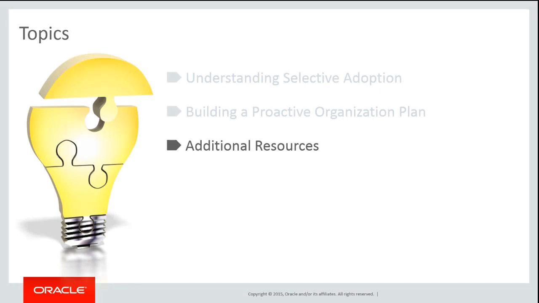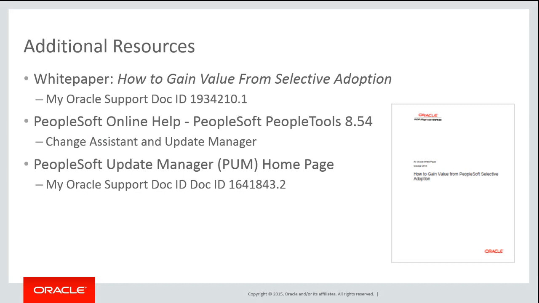There are a number of key resources that you can refer to help you move to selective adoption. There's a white paper available on My Oracle Support that describes the value of selective adoption. The documentation for selective adoption is found in the PeopleTools 8.5.4 online help under Change Assistant and the Update Manager. Consult the Update Manager or PUM homepage. This is the central location for all things related to PeopleSoft Update Manager and PeopleSoft Update Images. Here you can find information about selective adoption, update image homepages, troubleshooting links, best practices, and more. There's also a 3-part series on getting started with your PeopleSoft update out on the Oracle Learning Library that you can listen to at any time.